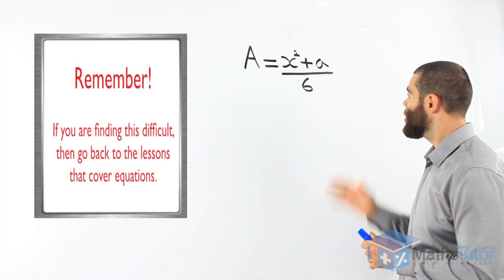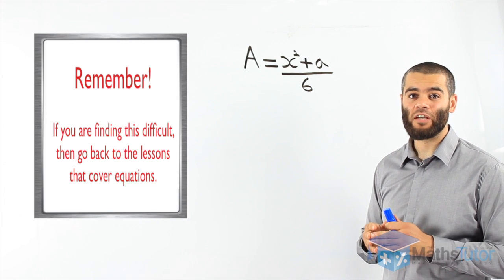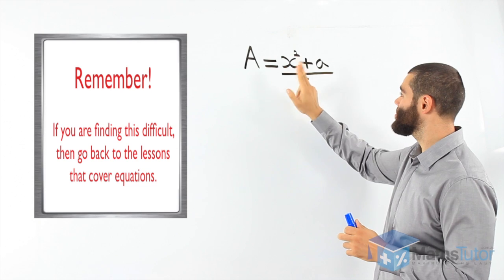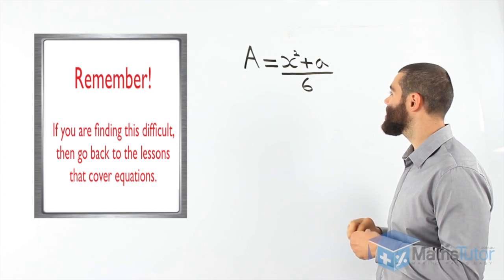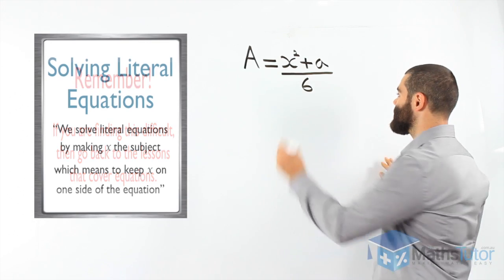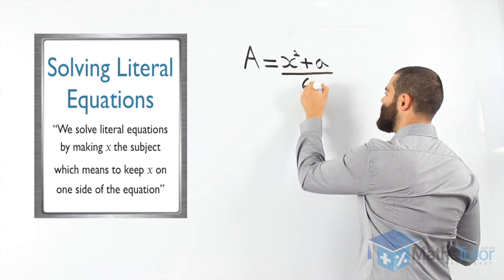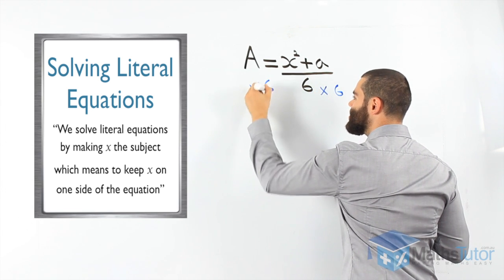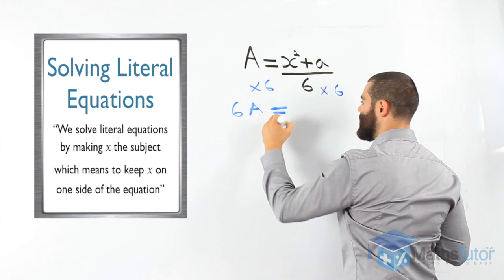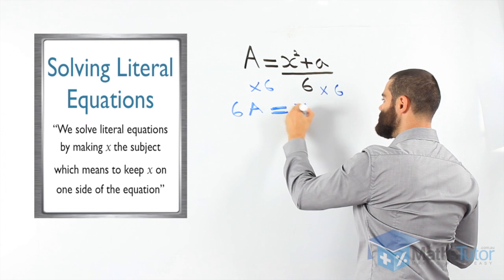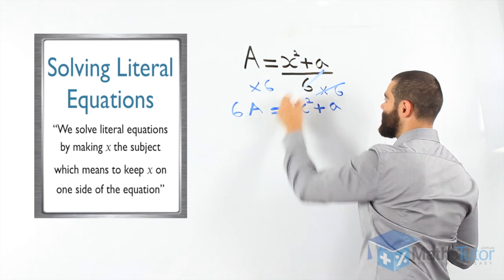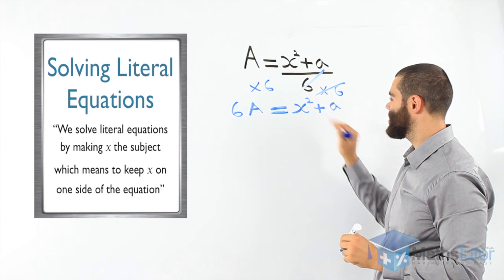Looking at this example, once again we're asked to make x the subject. We're taking everything over to the other side. We have capital A equals x squared plus a, all over 6. We start with the furthest away from x, which is the 6. Divide by 6 is times 6. So we have 6A equals x squared plus a. The divide by 6 cancels with the times 6. So we have x squared plus a.